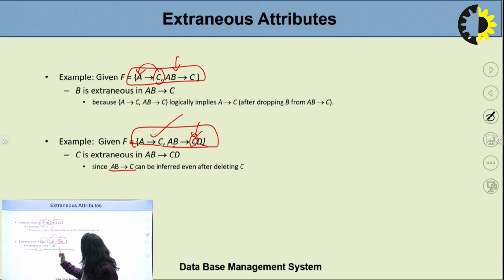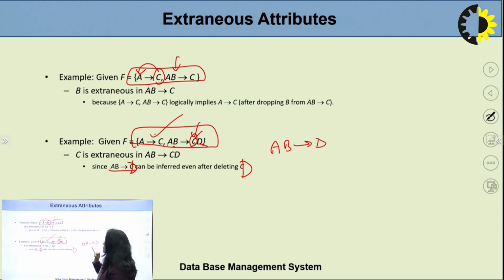So we can infer that the other one will be sufficient. C is extra. Oh, I'm sorry. We are eliminating this C. C is extra. So we are writing this AB tends to D. It's my mistake.